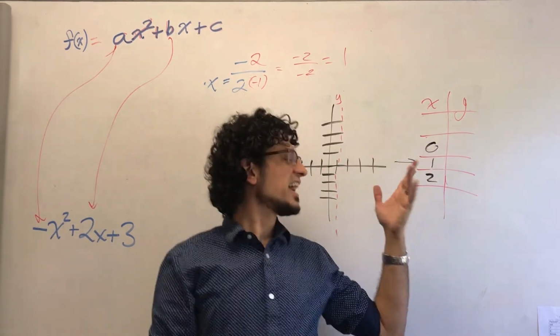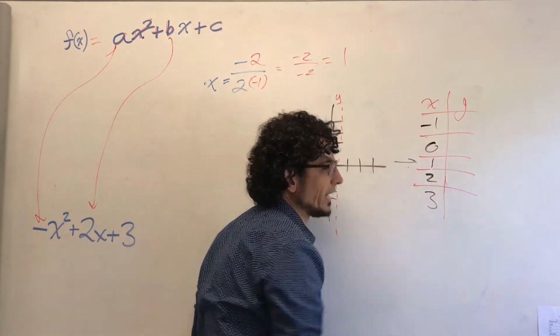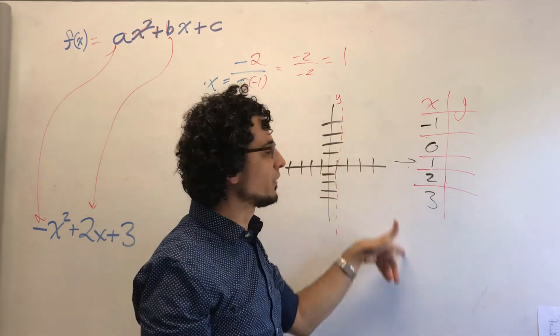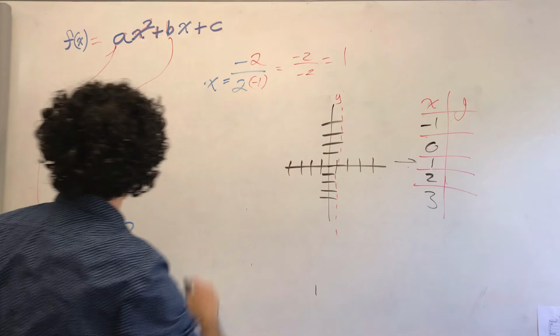Hope that makes sense. And then I'm like, hey, what's another one away? I have negative 1, and then this is going to be 3. Always find your axis of symmetry first, and then figure out your other points. Okay? So now we go ahead and we plug in 1 into this equation.